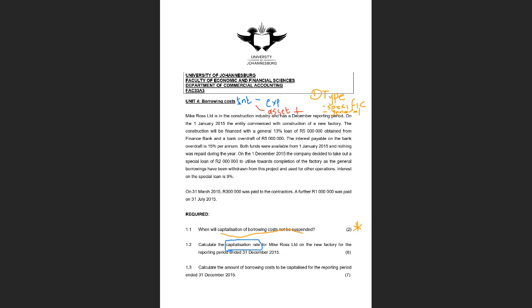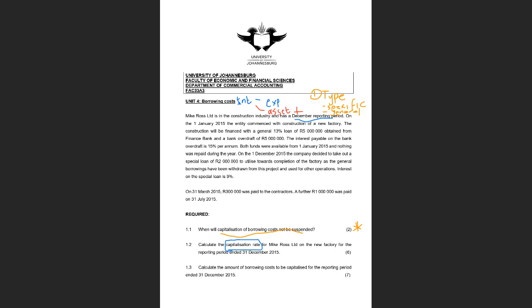Okay, so it says that Mike Ross Limited is in the construction industry and has a December reporting period. On the 1st of January 2015, the entity commenced with the construction of a new factory. The construction will be financed with a general 13% loan of 5 million obtained from Finance Bank and a bank overdraft of 5 million rand. The interest payable on the bank overdraft is 15%. Both funds are available from the 1st of January 2015 and nothing was repaid during the year.